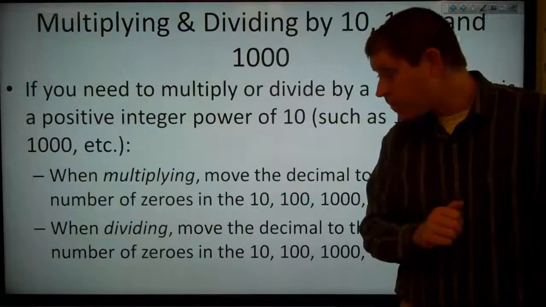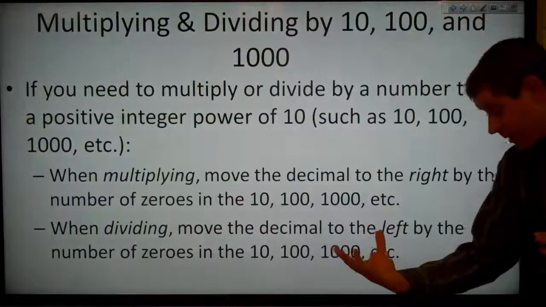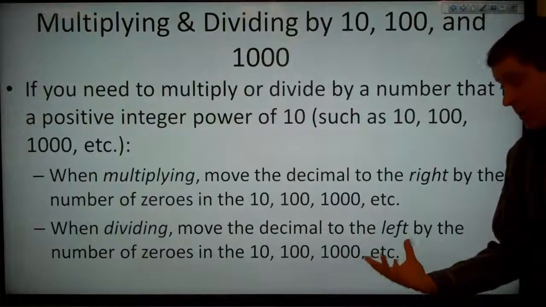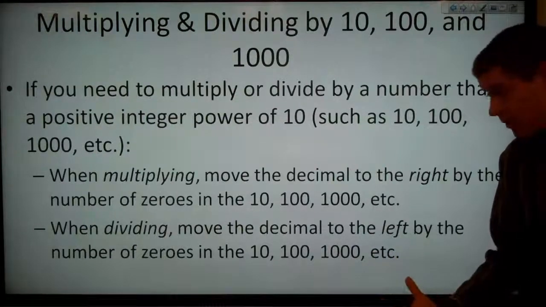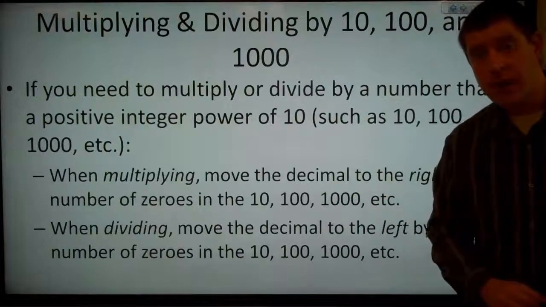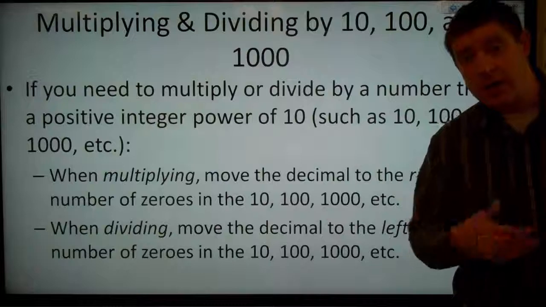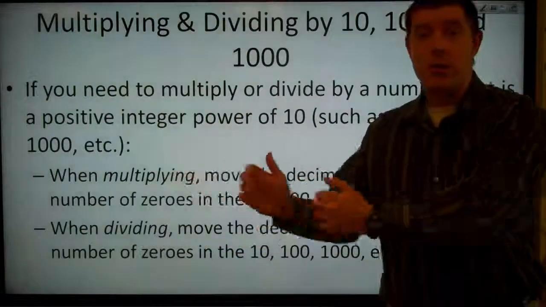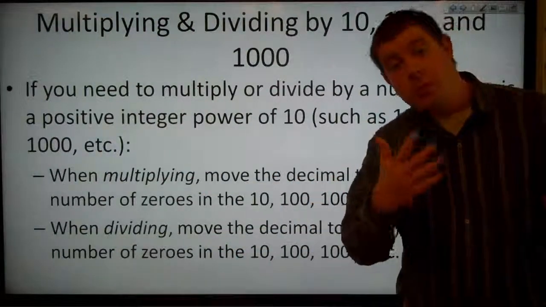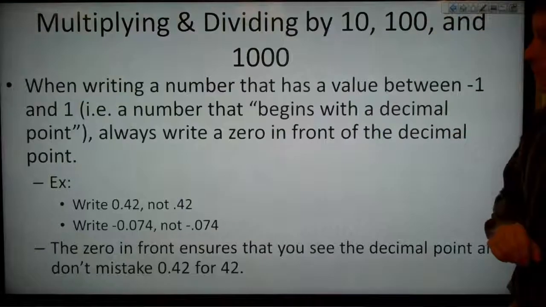If we have a million, we have 6 zeros, so we're moving the decimal point to the right 6 places. When we're dividing, we're moving the decimal point to the left by the number of zeros in the 10, 100, 1,000, and so on. So if we divide by 10, we move the decimal point 1 place to the left. If we divide by 100, we move the decimal point 2 places to the left. Divided by 1,000, we move it 3 places to the left. Dividing by a million would be moving the decimal point 6 places to the left, and so on.